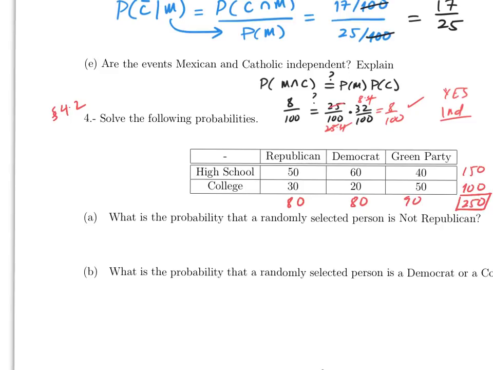So the first question is asking you, what's the probability that a randomly selected person is not Republican? Not Republican means it has to be Democrat or from the Green Party. These two are mutually exclusive, so you have to add it up. So 80 plus 90 is 170. So this will be 170 over 250. Do not simplify the answer, so this is enough.